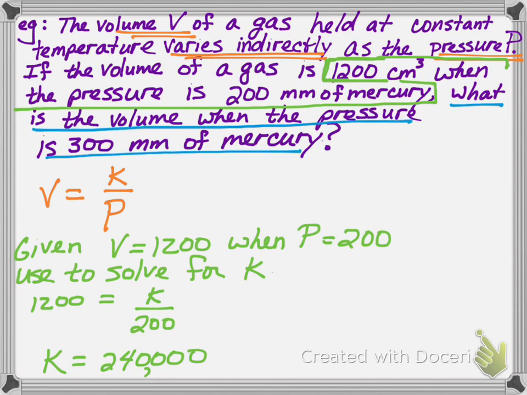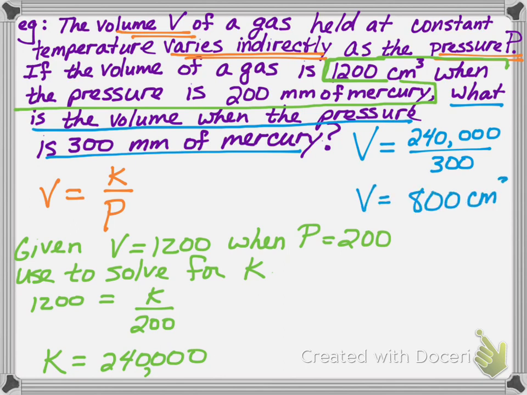And finally, we're asked, what is the volume when pressure is 300 millimeters of mercury? So volume equals K divided by P, the pressure. We found K to be 240,000. Pressure is 300. Doing the division, we get volume equals 800 centimeters cubed, or cubic centimeters.